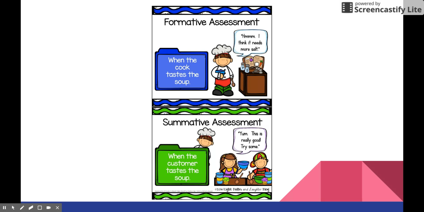I'd like this example to illustrate the difference in the two types of assessment and when you would want to use each type. As you can see from the picture, a formative assessment is when the cook is tasting the soup as they're cooking and making adjustments to that recipe to make the end product good. A summative assessment is whenever the customers are tasting the soup. And so we want that to be a really final product and the customers to have a positive experience with that.